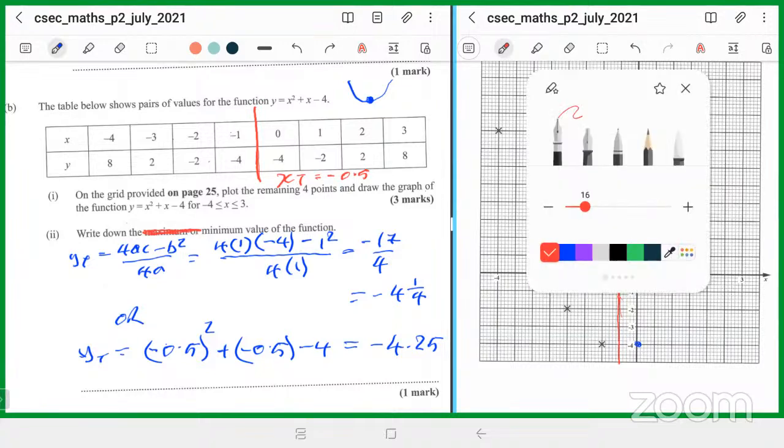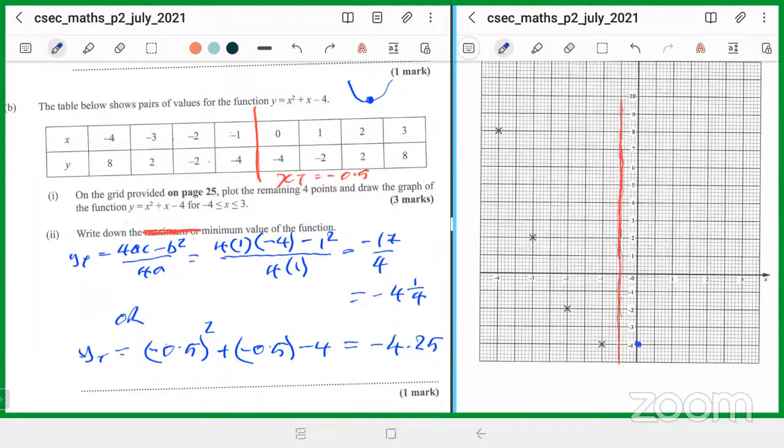We'll put in other points. The next one is 1, -2, which is right here, which corresponds to this one. It is symmetrical with that point. The next one is 2, 2. 2, 2 is right here. It's symmetrical with this point. And the last one is 3, 8. 3, 8 is here, up here. And that one is symmetrical about the line of symmetry at that point.